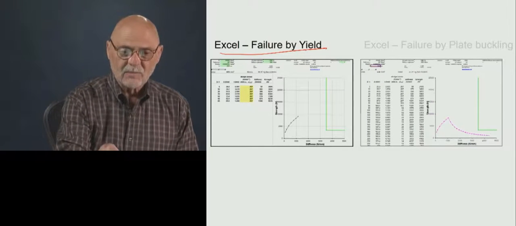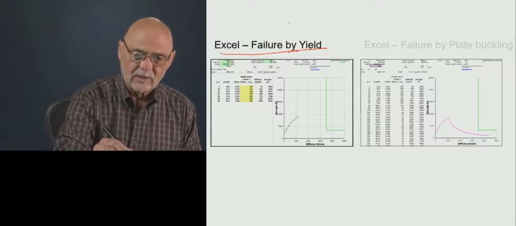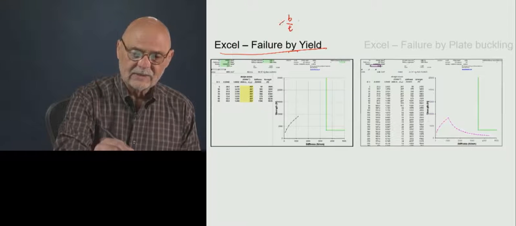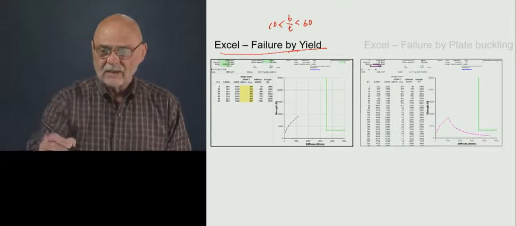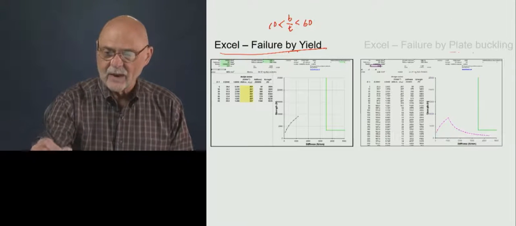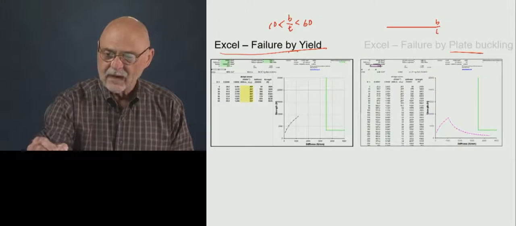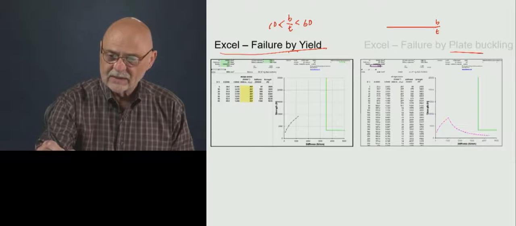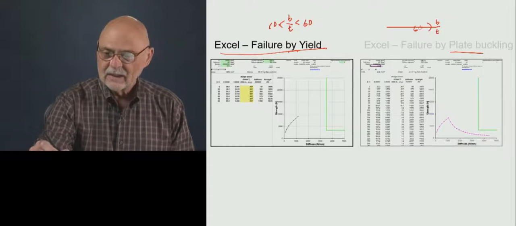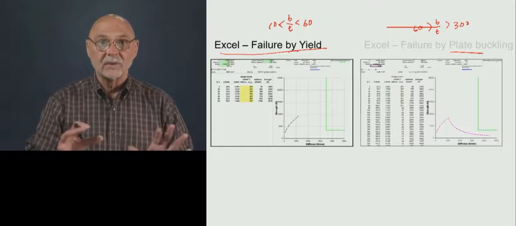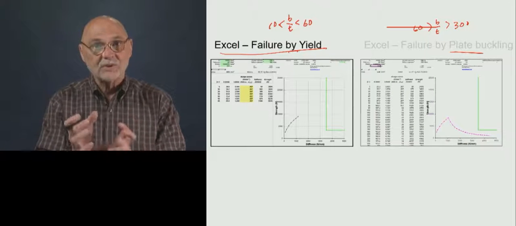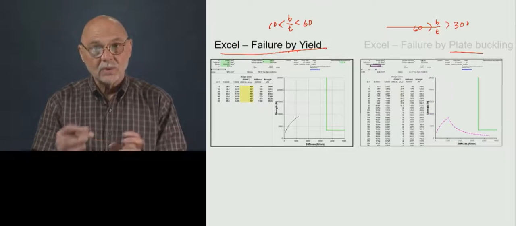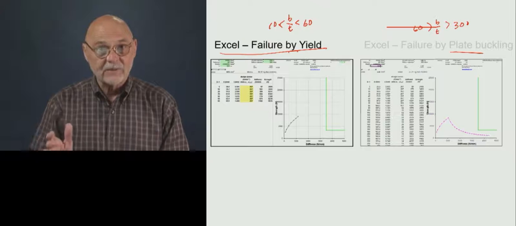One is by failure by yield, so that will be for B over T somewhere between 10 and 60, I think I used. And then another model that will fail by plate buckling, and for that one the B over T ratio is greater than 60, and I think it might go up to like 300 or so, so very thin-walled. So what we'll want to know is what proportions of that beam, thick or thin wall, will give us the most mass efficiency.